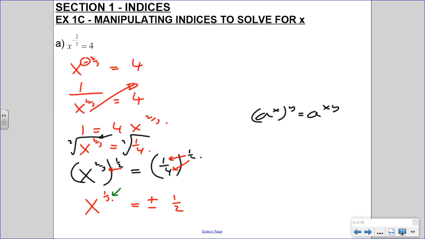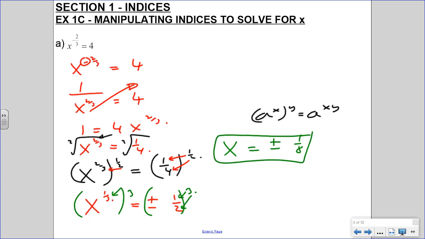And then finally, we want to get rid of this cubed on the bottom. So to get rid of the cubed on the bottom, we need to do the opposite. So the cube root, if I've cube rooted something, I need to cube both sides to get rid of that 3 on the bottom here. So that becomes x to the 1, perfect, because that's 1 over 1. And then you've got plus or minus still, and then a half to the power of 3. So that's the same as 1 to the power of 3 over 2 to the power of 3. So that is 1 over 8. Okay, done. Let's have another go.